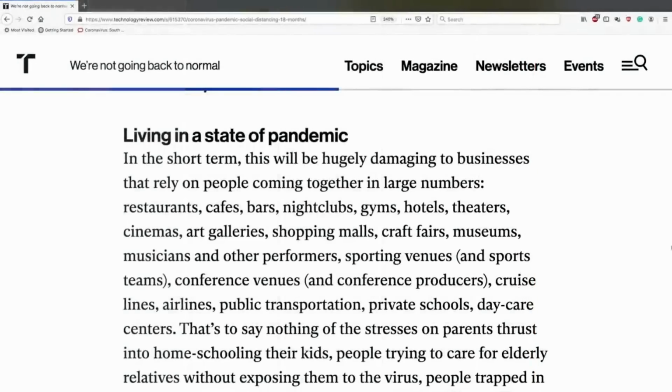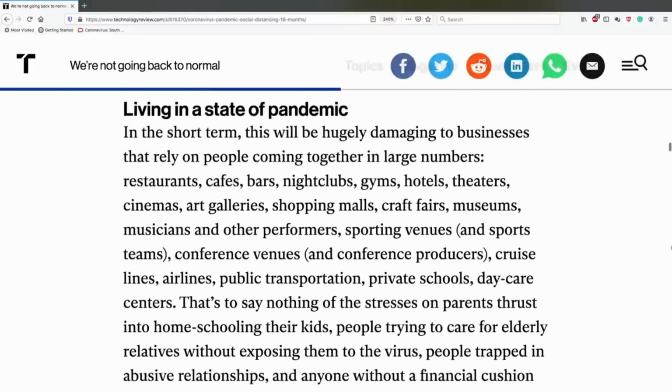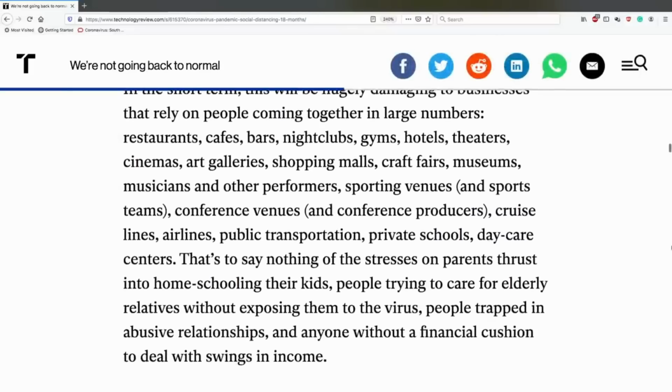The article goes on to say, in the short term, this will be hugely damaging to businesses that rely on people coming together in large numbers. Restaurants, cafes, bars, nightclubs, gyms, hotels, theaters, cinemas, art galleries, shopping malls, craft fairs, museums, musicians and other performers, sporting venues and sports teams, conference venues and conference producers, cruise lines, airlines, public transportation, private school, and daycare centers.